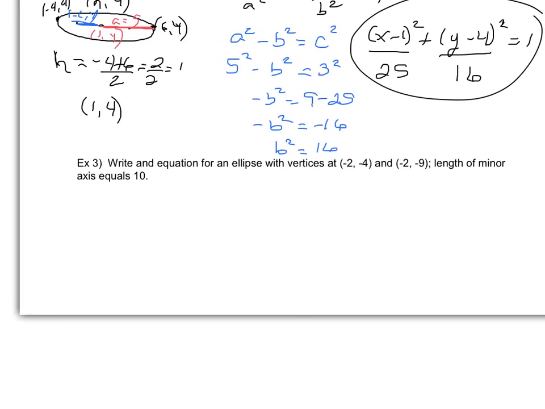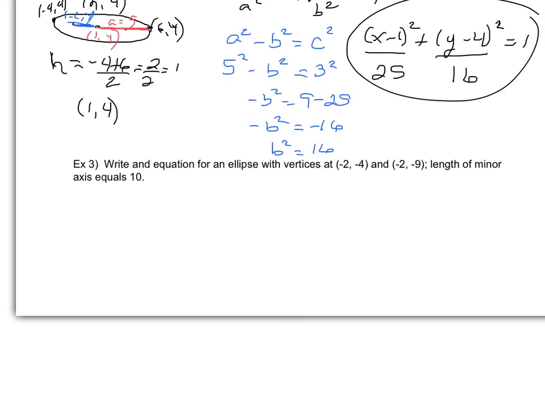So looking at one final example. Again, I'm going to draw this out because I'm visual. So I'm told that I have vertices at -2, -4, and -2, -9. So back 2, down 4. Back 2, down 9. And because they're my vertices, I know that's my major axis. Okay? And the length of my minor axis is 10.